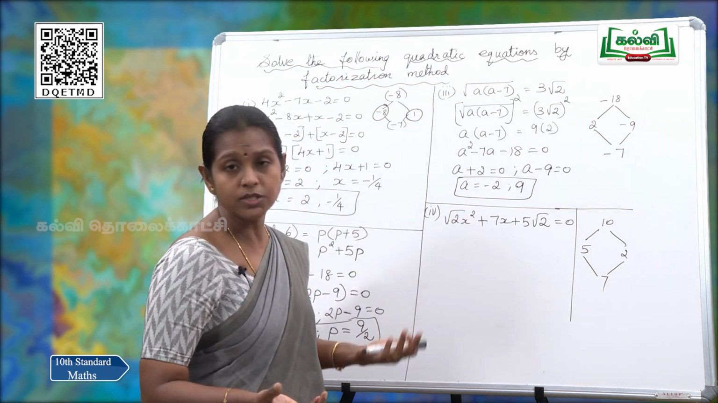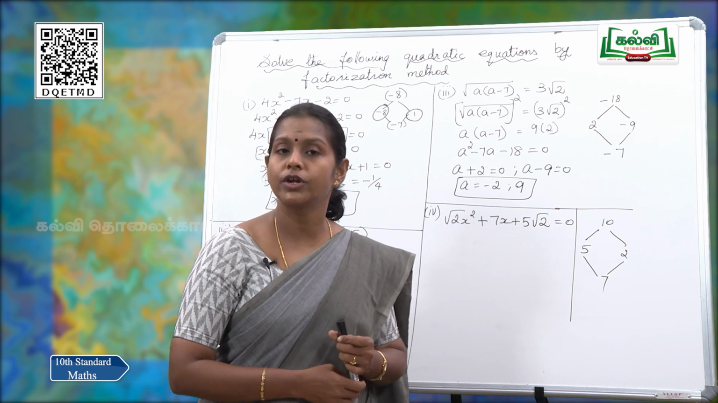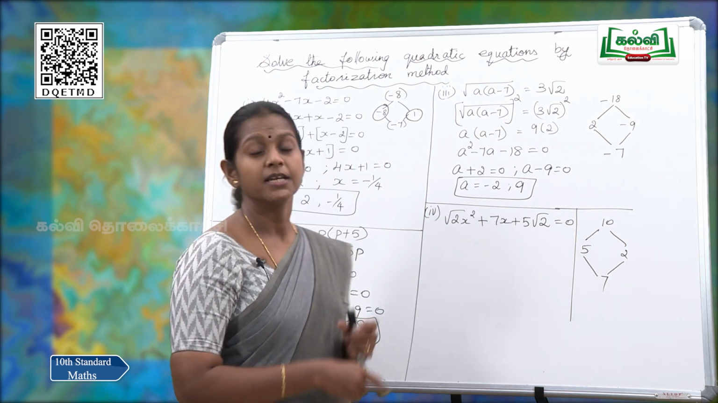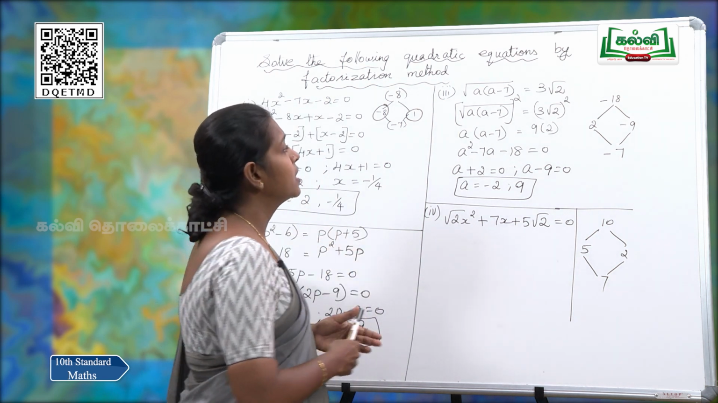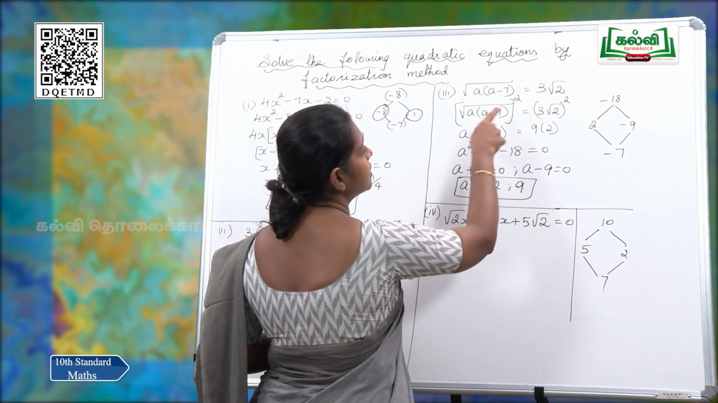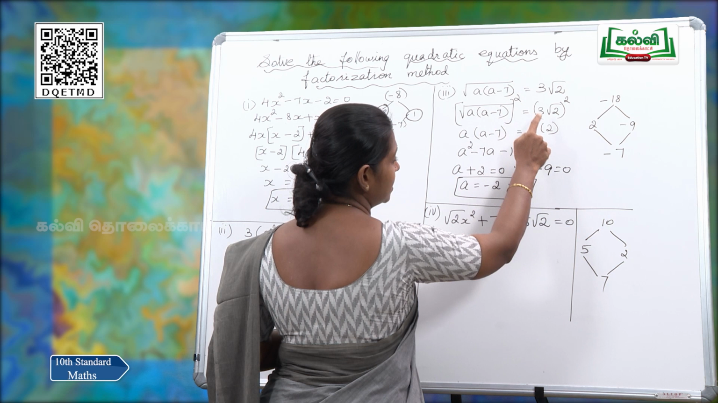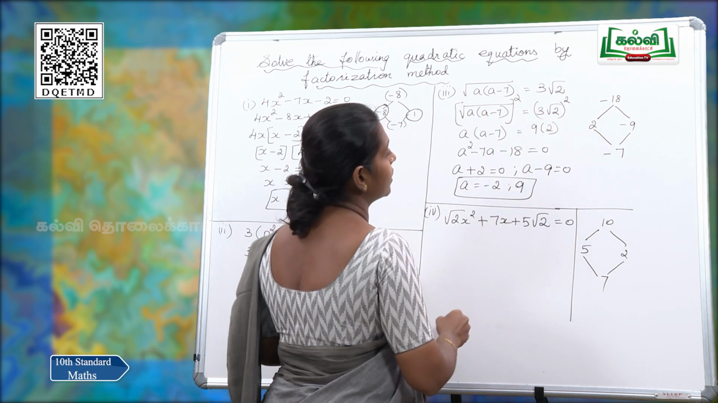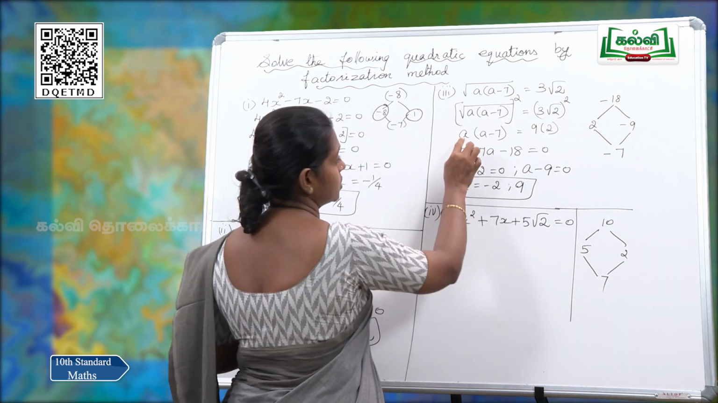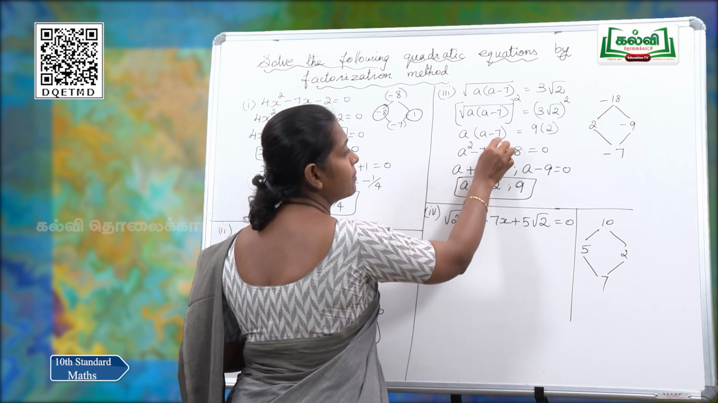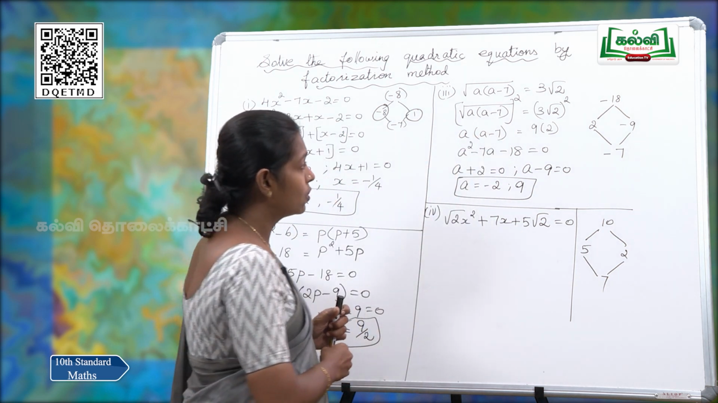So, I have to remove the square root. To remove the square root, what should I do? Correct, squaring on both sides. If you square on both sides, it will be square root of a minus 7 whole squared equal to 3 into root 2 whole squared. So, the root will go, that is why you will be getting a minus 7 equal to 3 square.